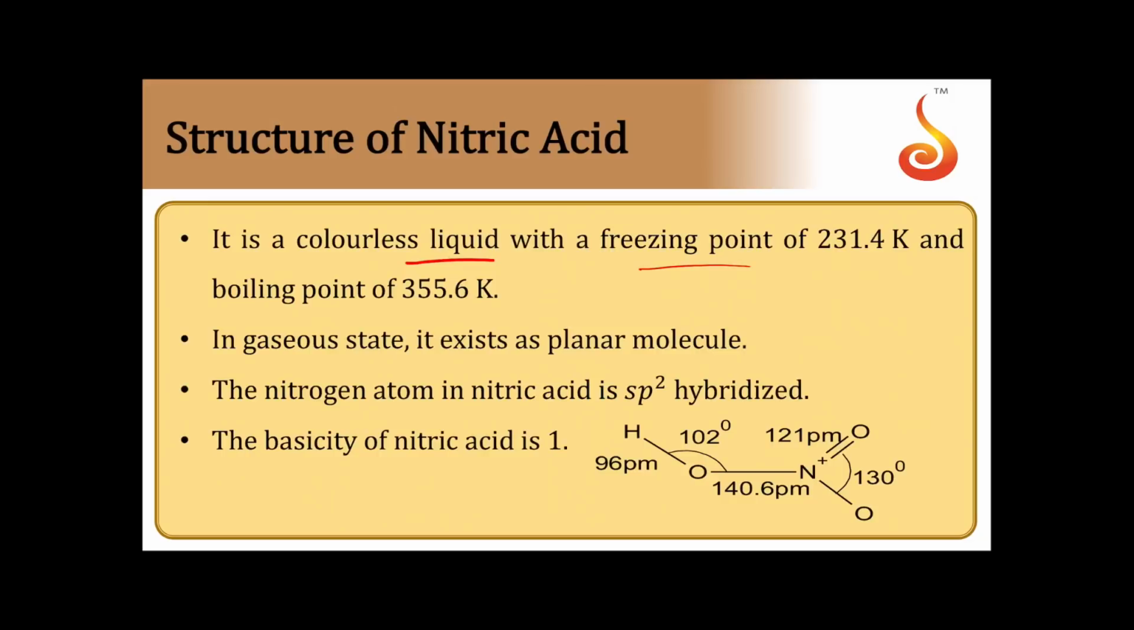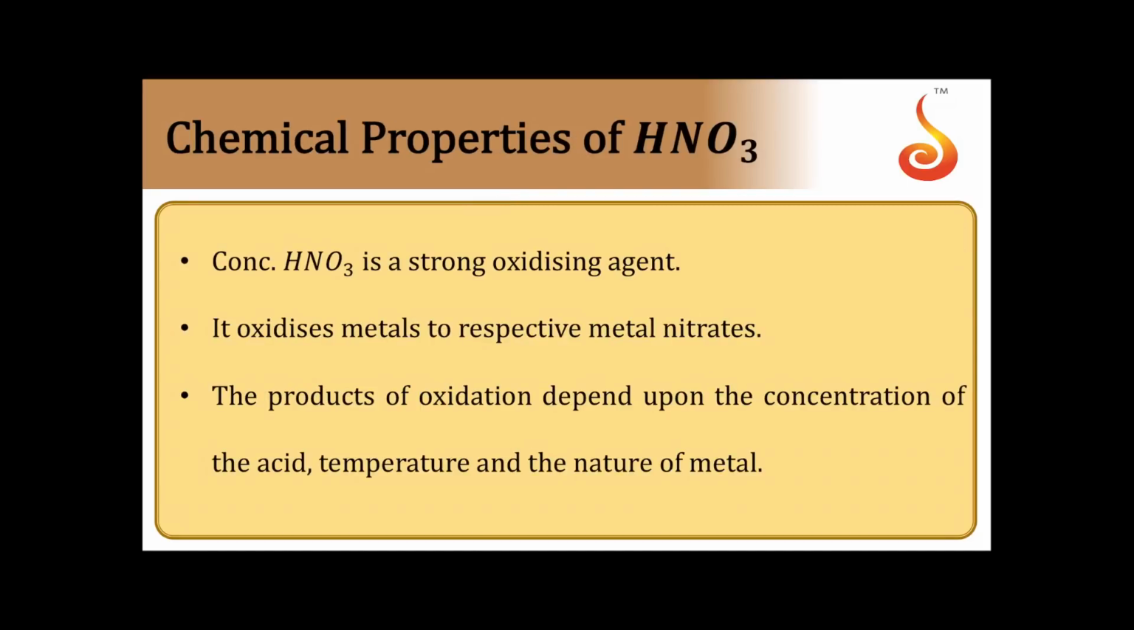It is a colorless liquid. The freezing point is 231.4 Kelvin and the boiling point is 355.6 Kelvin. In the gaseous state, it is a planar molecule. The nitrogen atom in nitric acid undergoes sp2 hybridization, and the structure we have already seen. The basicity is equal to 1; it is monobasic in nature, that is, only one OH group is present. So, it is a colorless liquid, a planar molecule in the gaseous state. Hybridization is sp2. Basicity is only 1, meaning it has only one OH group.